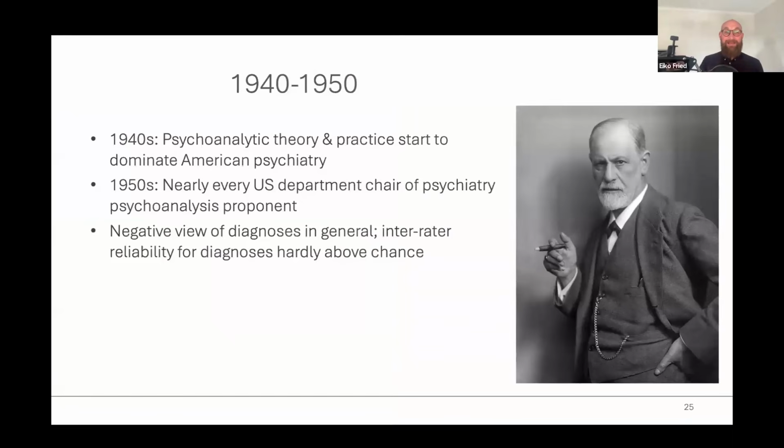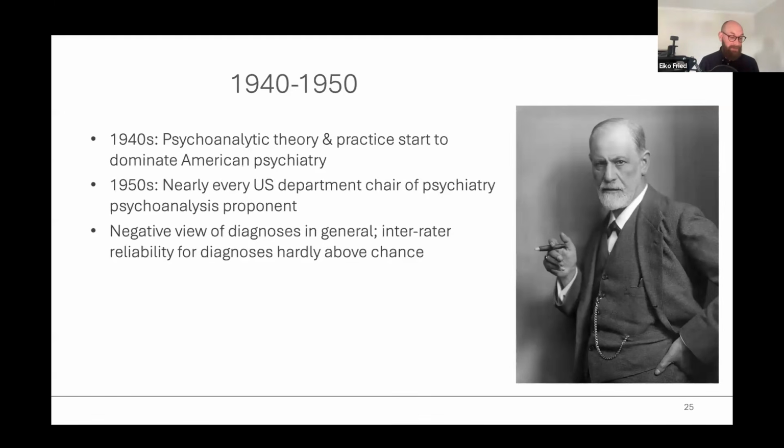We started in the 1940s and 50s, where psychoanalytic theory and practice dominated American psychiatry. In the 50s, nearly every US department chair was an outspoken proponent of psychoanalysis. Interestingly, folks in this domain held very negative views about diagnoses. The patient was considered unique and so on. If this is your attitude, then of course inter-rater reliability for diagnosis will be hardly above chance, because you don't optimize inter-rater reliability based on any criteria. This was considered a problem.